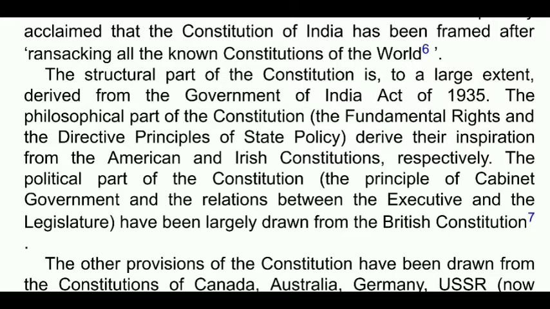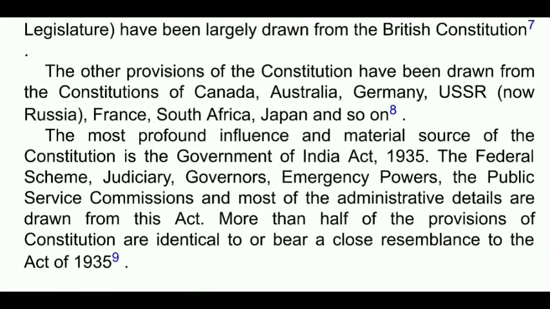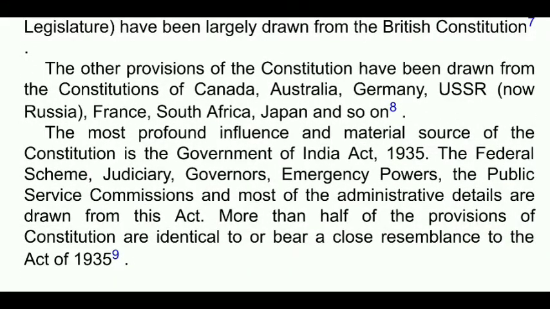The political part of the Constitution, the principle of the cabinet government, and the relations between the executive and the legislature have been largely drawn from the British Constitution. The other provisions of the Constitution have been drawn from the constitutions of Canada, Australia, Germany, USSR (now Russia), France, South Africa, Japan, and so on.